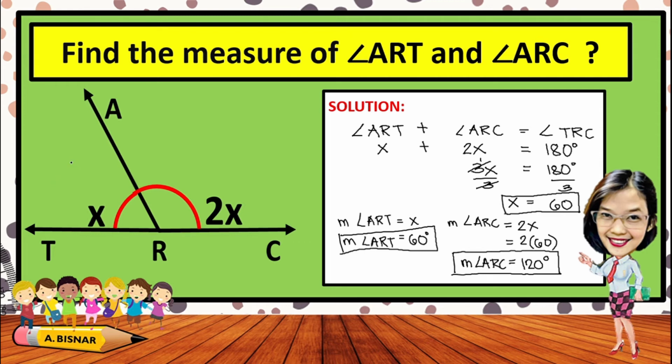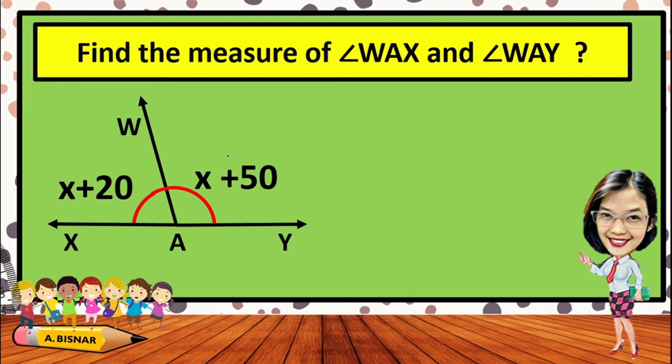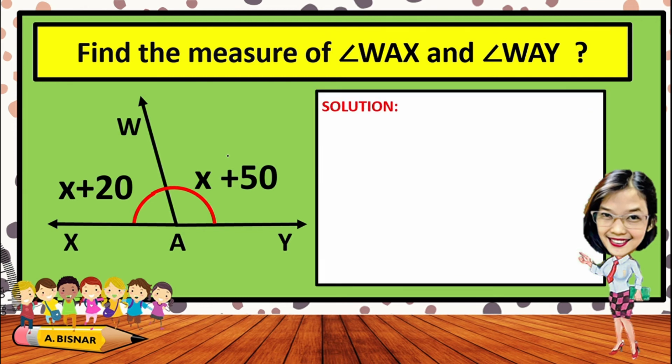So let us now write the exact values. ART measures 60 degrees and ARC measures 120 degrees. And how are you going to know if your answer is correct? If you add the two angles, the sum must be equivalent to 180. So 60 degrees plus 120 degrees, the answer is 180 degrees. How about with this one? Find the measure of angle WAX and WAY.